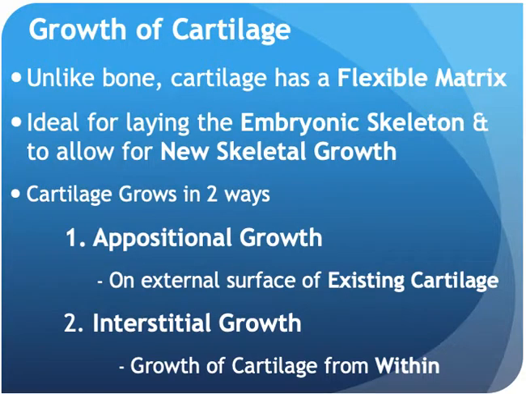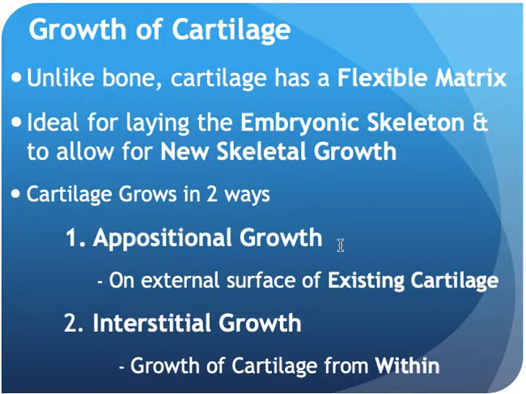So growth of cartilage. Unlike bone, cartilage has a flexible matrix. We talked about matrices a lot in the tissue chapter, but it's ideal for laying down the embryonic skeleton, so the initial skeleton, and allowing for new skeletal growth. Okay, so cartilage is going to grow in two ways. You get two good definitions here.